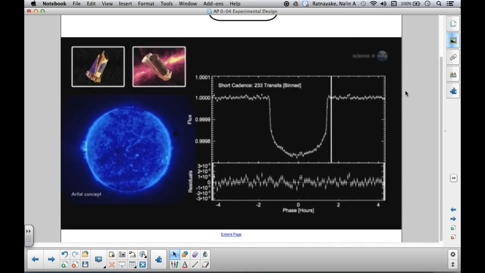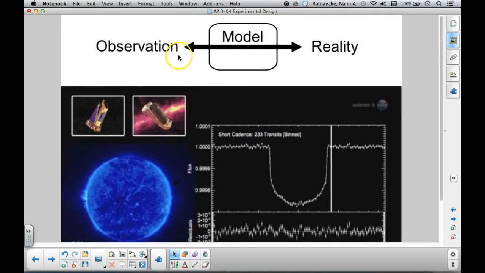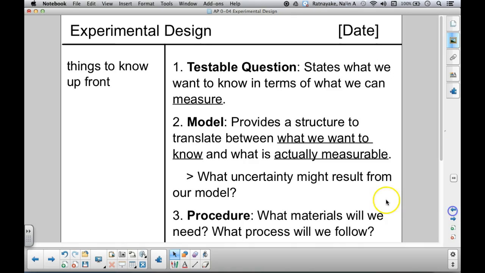For example, we looked at planetary transit, and we want to know, is there a planet passing in front of the star? We can't actually see that planet, so we have a model that lets us infer the presence of a planet by looking at the dip in the brightness of the star. This is a model. This is not a planet. This is a dip in the brightness of a star. It's a model that lets us take what we can observe, which is brightness, and infer something about reality, the presence of a planet. So that's an example of a model.